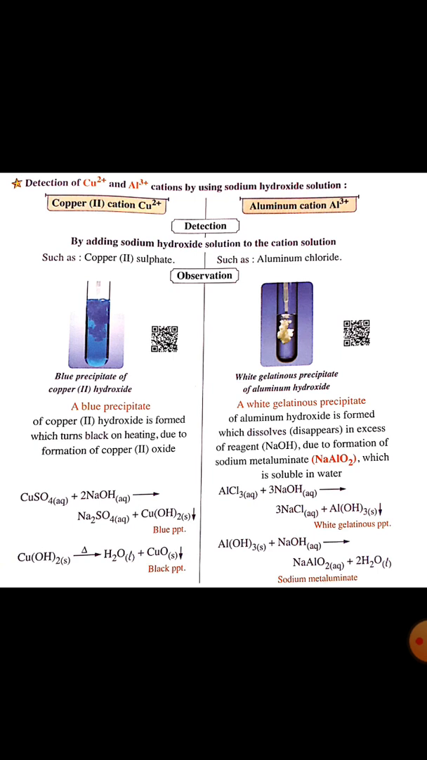That was copper sulfate. While in case of aluminum chloride, here, by adding the aqueous solution of sodium hydroxide to the aqueous solution of aluminum chloride, the reaction takes place, double substitution, to get sodium chloride and aluminum hydroxide, which is a white gelatinous PPT. But here, with an excess amount of NaOH, we get sodium meta-aluminate and water. Sodium meta-aluminate dissolves in water, so the white gelatinous PPT disappears. So here, from the beginning, we have aluminum chloride, aluminum positive 3.